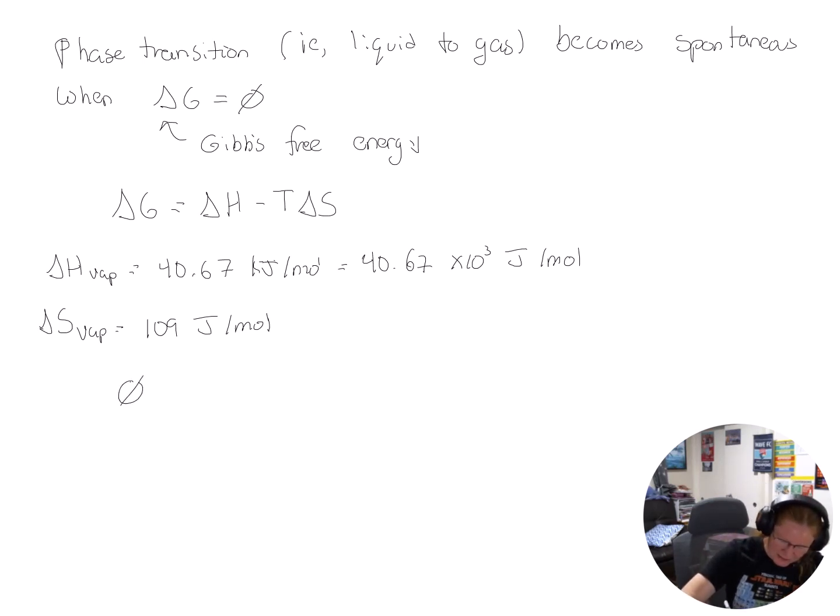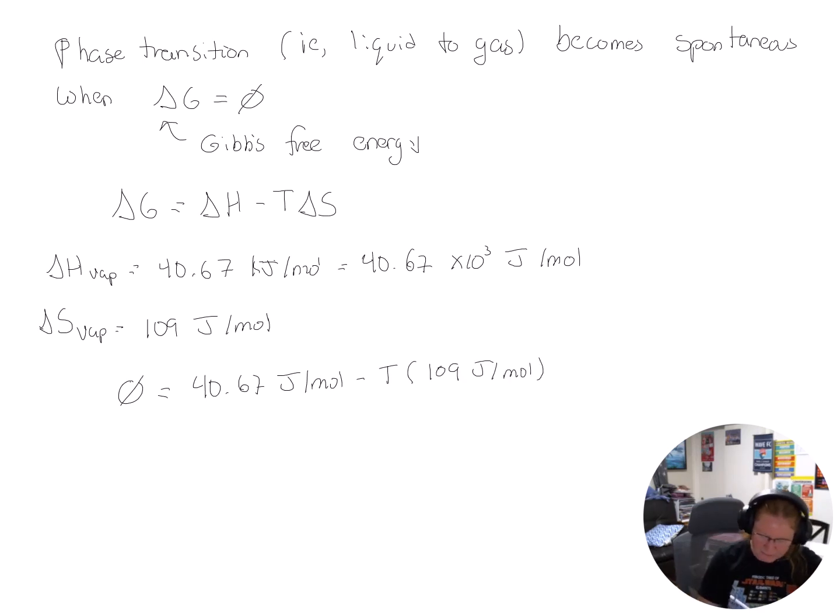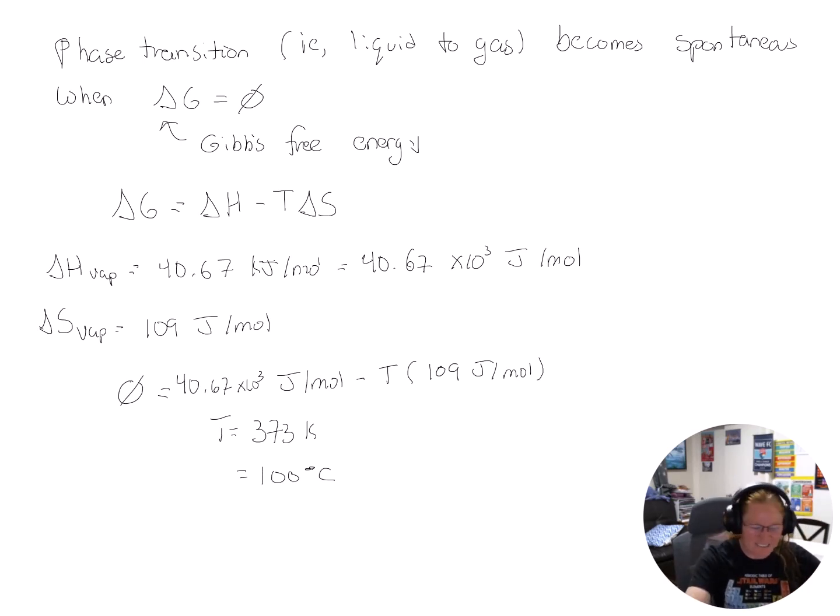All right, so now I can plug all this in. So for spontaneity, delta G has to equal 0. So 0 is going to equal 40.67 times 10 to the third joules per mole minus some temperature times 109 joules per mole. All right, and so when we solve for T, T is going to equal 373 K, which is 100 degrees Celsius. So voila, the temperature at which the vaporization of water becomes spontaneous is indeed 100 degrees Celsius, which is what we see in practice, at least at atmospheric pressure.